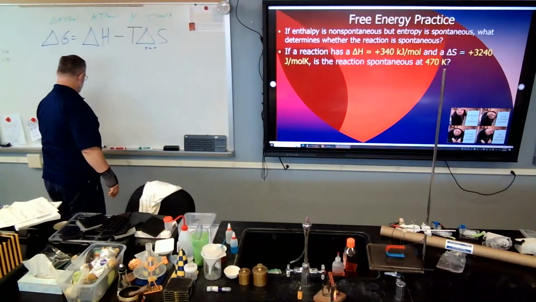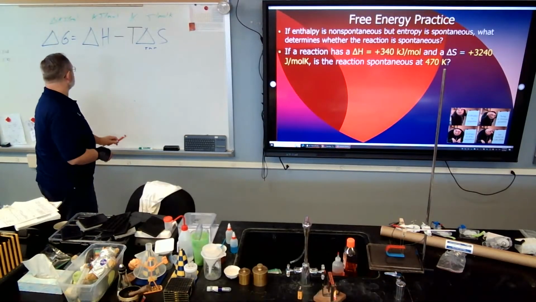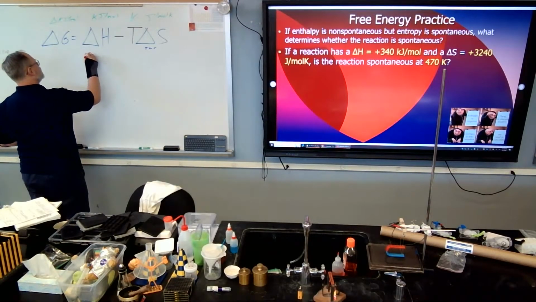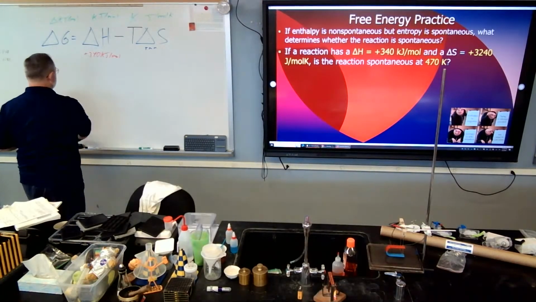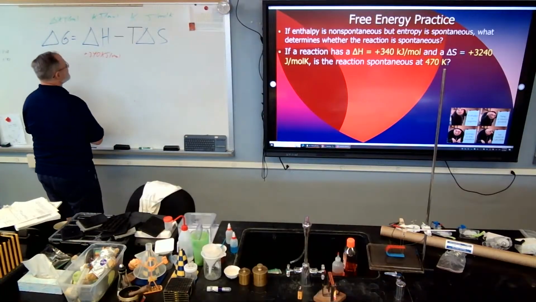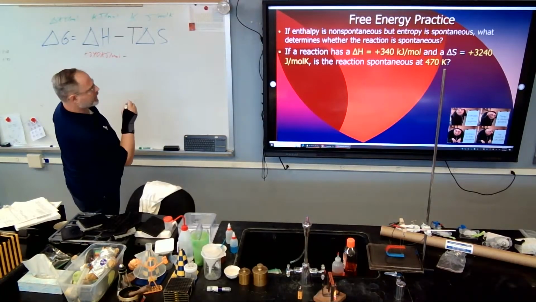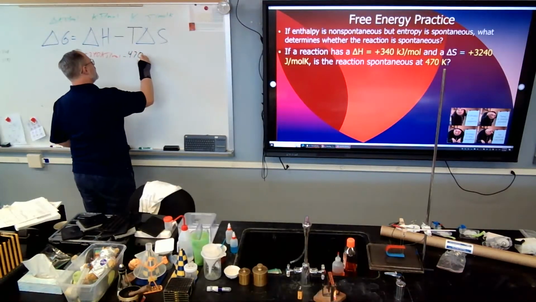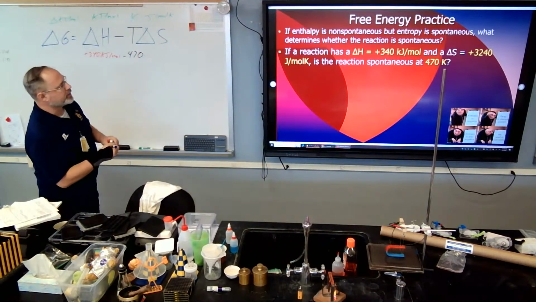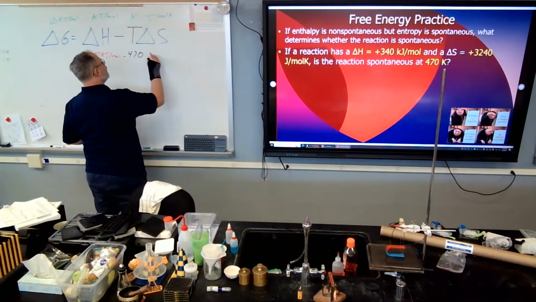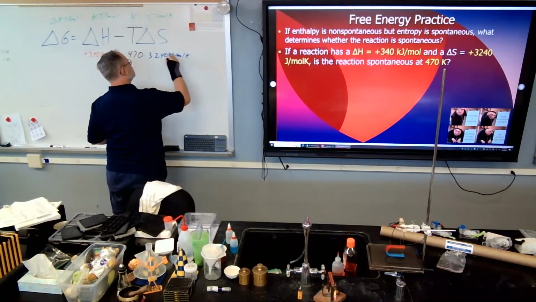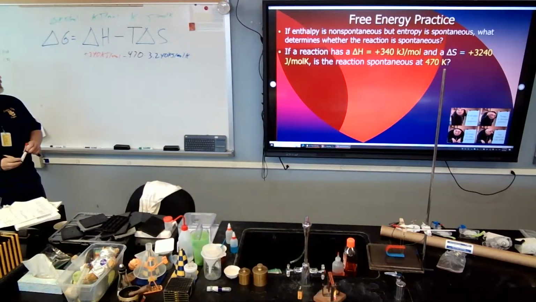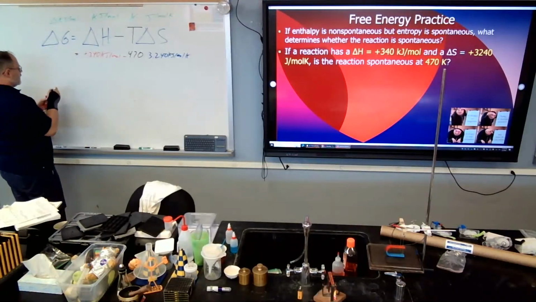All right, so we have a thermodynamically unfavored positive 340 kilojoules per mole. Temperature is always positive no matter what. Minus 470 Kelvin. And then the delta S is a thermodynamically favored 3.240 kilojoules per mole Kelvin. Is that what you guys got? Is that your work? So what is the final value that delta G comes back with?